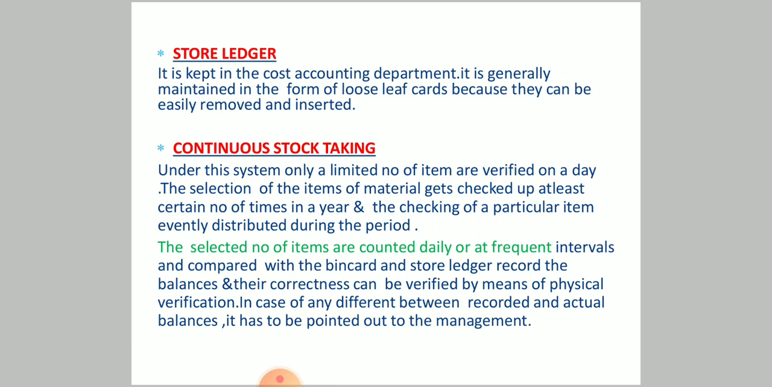Only a limited number of items are verified on a day, and the selected items of materials get checked at least a certain number of times in a year, and the checking of a particular item is eventually distributed during the period. The selected items are counted daily or at frequent intervals and compared with the bin card and store ledger records, and their correctness is verified by means of physical verification. In case of any difference between the recorded and the actual balances, it has to be pointed out to the management.